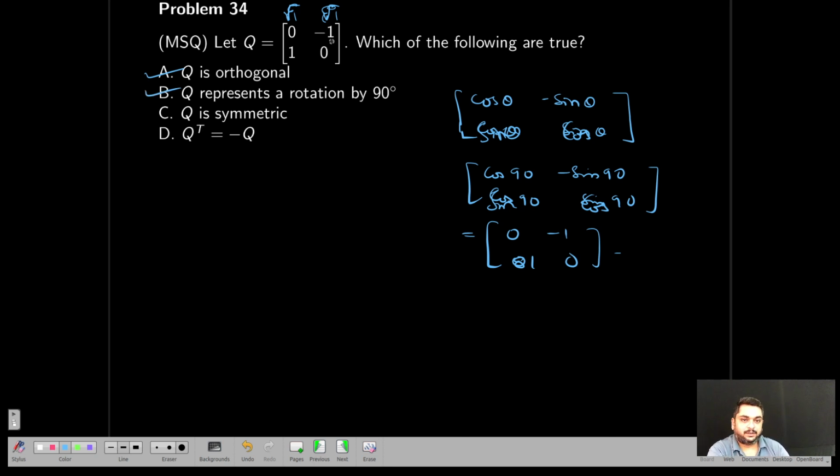Q is symmetric. No, 1, minus 1. It is anti-symmetric. Sorry, so this is not symmetric. Q transpose equal to minus Q. So if you transpose this, what is Q transpose? I will get Q transpose equal to 0, 1, minus 1, 0. So this is nothing but minus Q, which is 0, 1, minus 1, 0. So both are equal. This is also true.